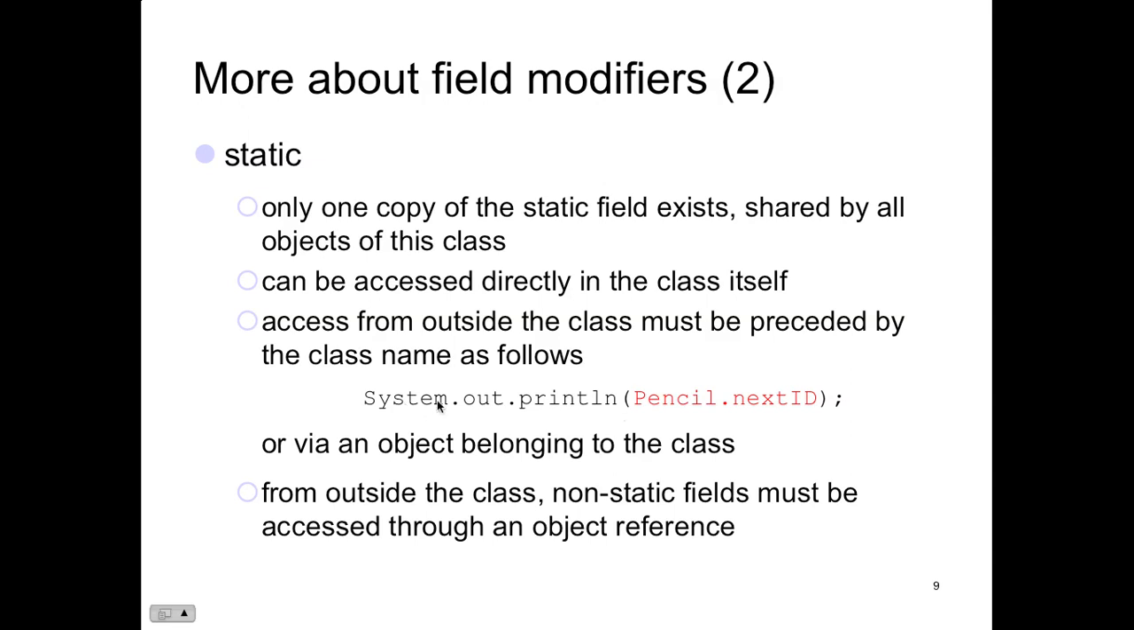So we could go system.out.print if we wanted to, and leave out the ln, or we could use the end line. There's a lot of different variations of this, and I'll go through that next week, actually. Or you can also do it via, in terms of the example, the object belonging to the class. This is the object that belongs to this class pencil, which is why we're able to do that.